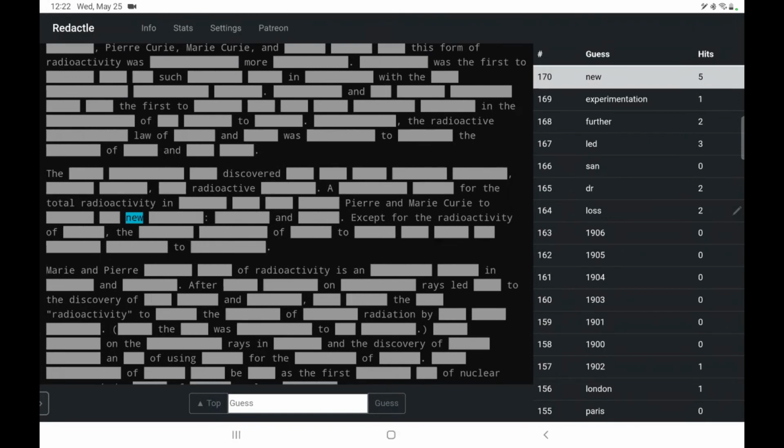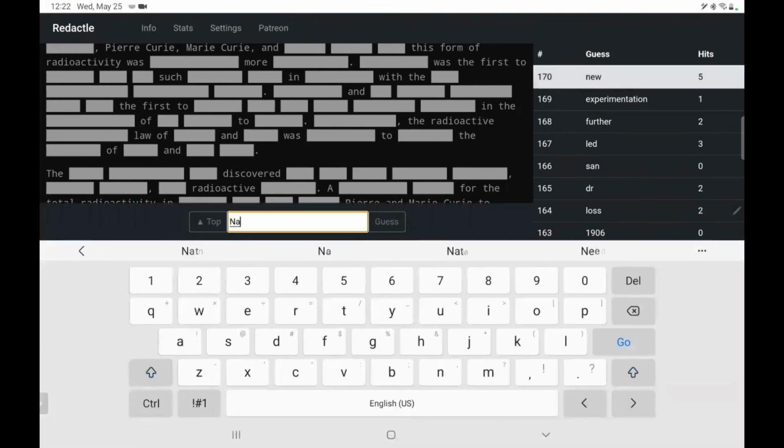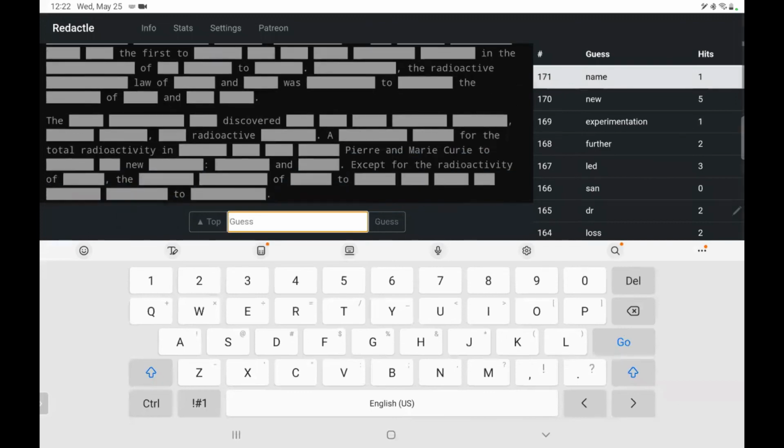A something for the total radioactivity in blank, Pierre Marie Curie to, I'm guessing that's name or, well, let's try name. Have I done name? No, there's only one name. Well, what's the word before new? You would expect it to be the new. How about there?